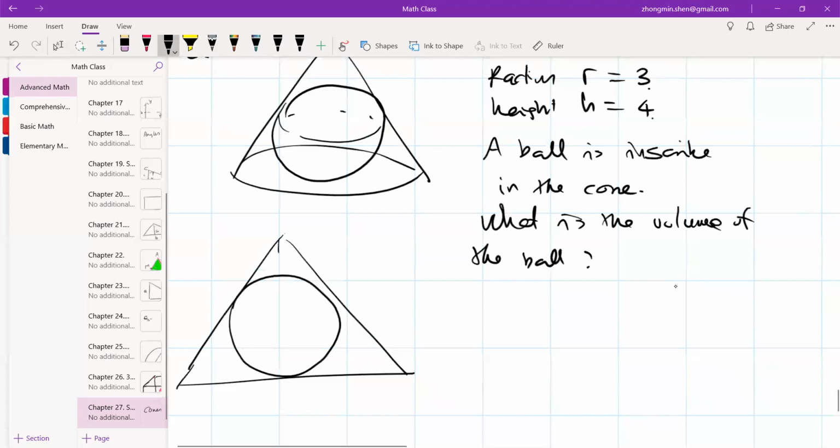So the height is 4, this side must be 5, and this side is 3. Now, can you find the radius R? There are many ways to find the radius R. This is R.